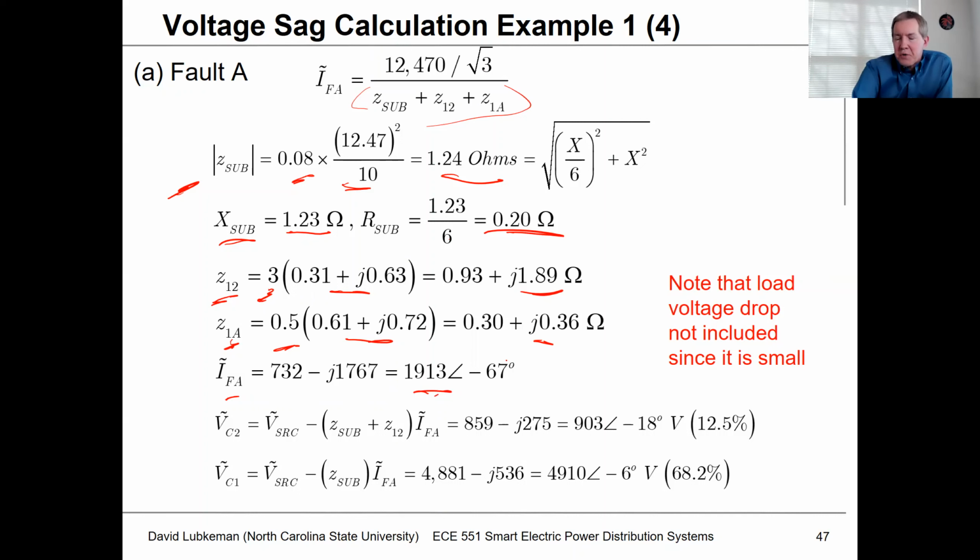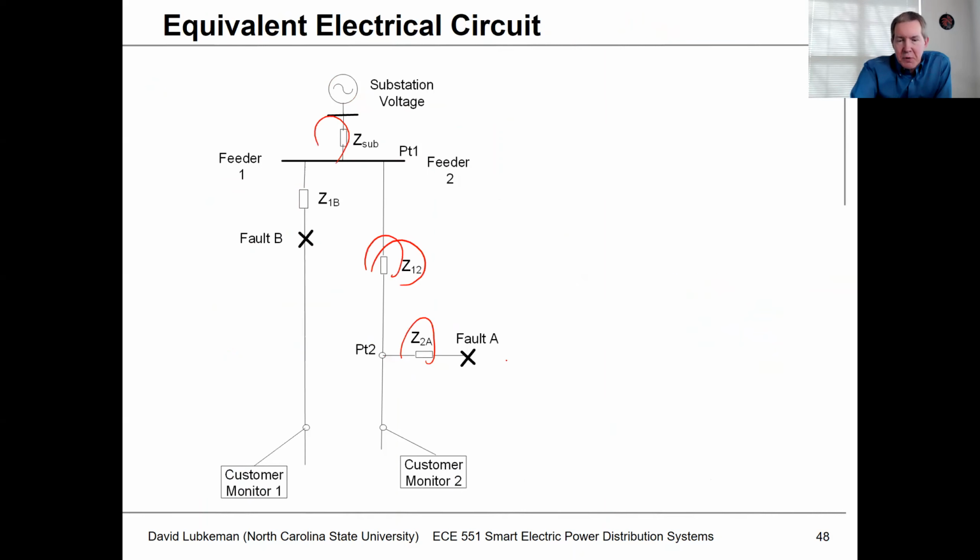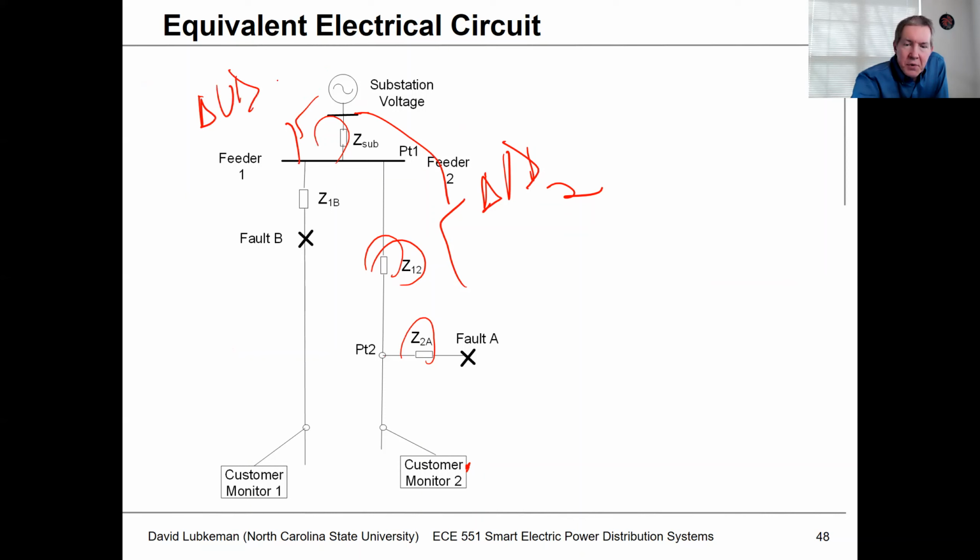In order to calculate the voltage at the customer points, what I'm going to need to do is, if I'm at customer monitor 2, I need this voltage drop for customer 2. But if I'm at customer monitor 1, then I need this voltage drop. I'm assuming that this load current is so low that I don't need to consider the voltage drop due to the load current.